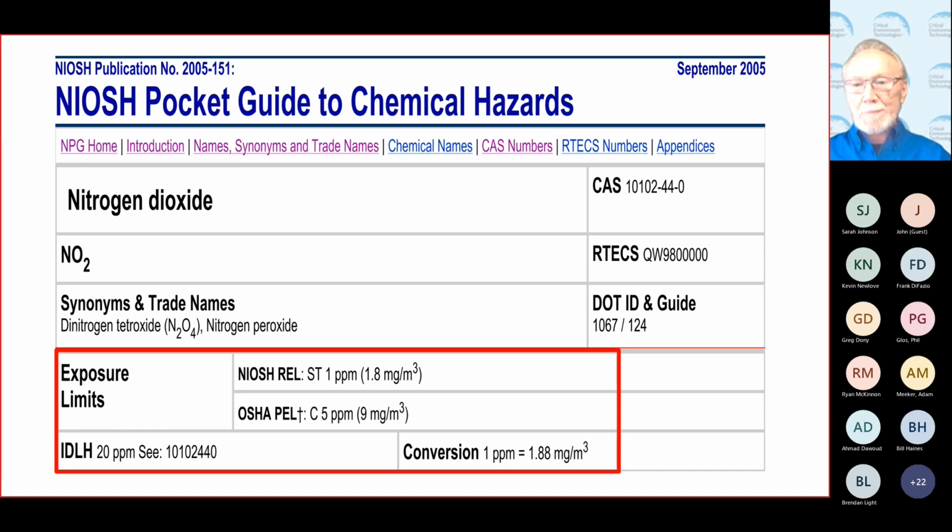On the screen is 20 ppm, but over the last 12 months, they've lowered that now to 13 ppm for NO2. 13 ppm. Compare that to carbon monoxide, where the immediate danger to life and health is 1200 ppm. So it shows you just the toxicity level of nitrogen dioxide from vehicle exhaust.